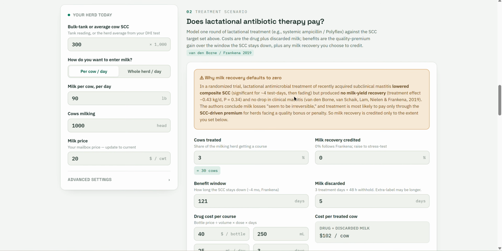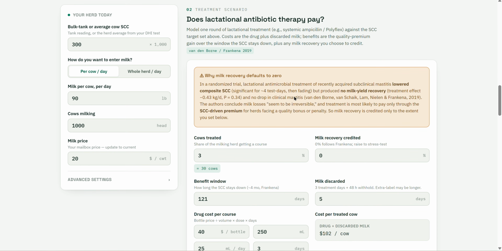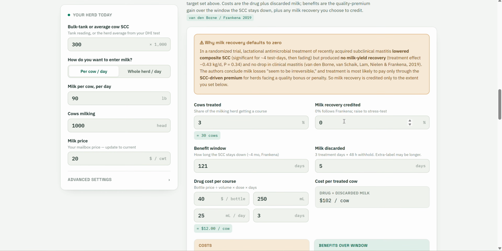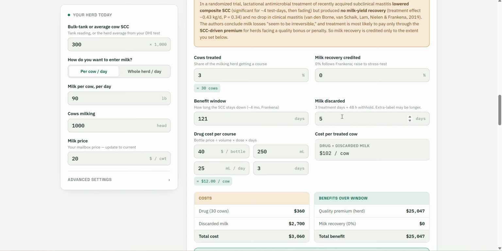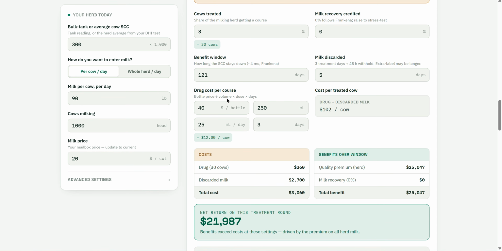The inputs are cows treated, entered as a percentage of the milking herd, with the head count shown beneath it. Milk recovery credited, as a percentage, defaulting to 0. The benefit window in days, defaulting to 120, which reflects the roughly 4 months the SCC effect persisted. Milk discarded in days, defaulting to 5, covering 3 treatment days plus a 48-hour withhold, and drug cost, entered as bottle price, bottle volume, dose per day, and days of treatment.